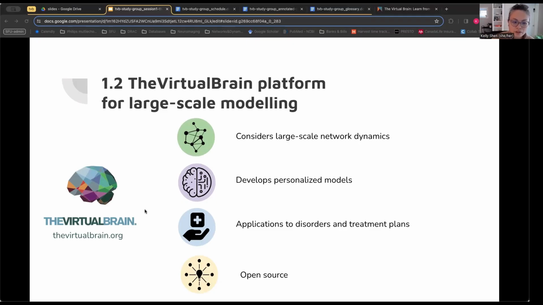And Virtual Brain really is a software platform. It's a tool, much like FSL would be or FreeSurfer or whatnot. It allows people the ability to carry out large scale models and modeling. It considers large scale network dynamics. It allows us to personalize those models. If we have individual data, we can create individual models, and we'll go through what that might look like in the next little bit.